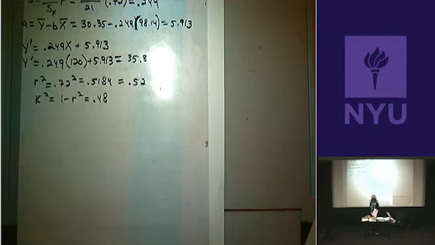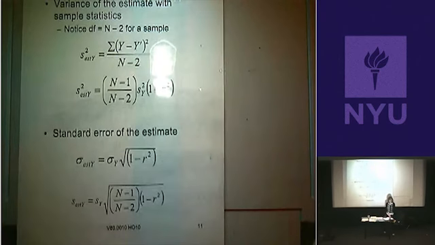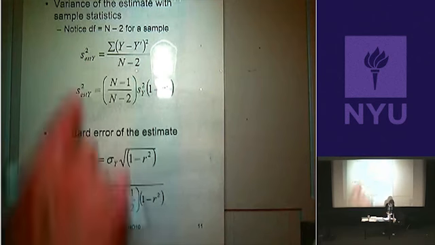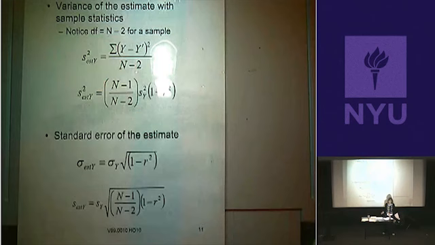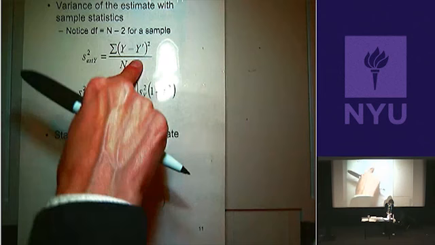Okay. So now what I'd like to do is calculate the variance of the estimate. Here's the variance of the estimate if you're using sample statistics. Before was population parameters. Notice, what's the major thing that changes? Well, that's S, it's not sigma. We're dividing by degrees of freedom, big N minus 2, not N. That's the definitional formula. This is the computational formula, the easier one.